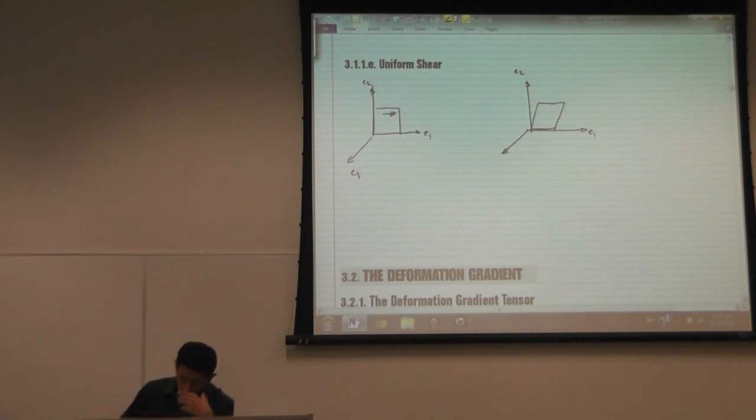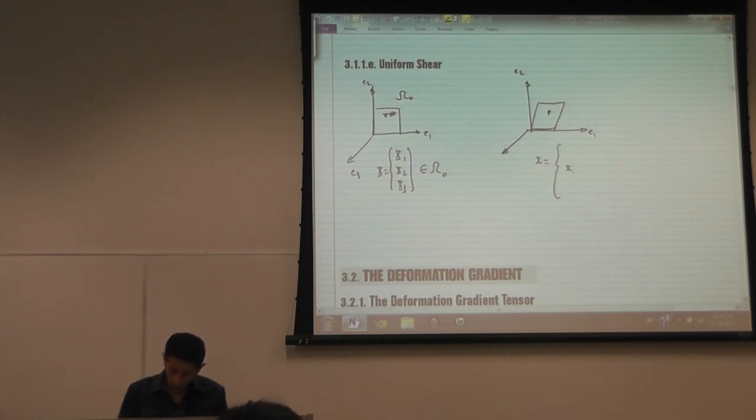For this, we assume X is x1, x2, x3, an element of the original configuration. For the new point x, x2 maintains the same position and x3 maintains the same position, but x1 moved horizontally: x1 equals X1 plus X2 tan theta, where this is theta.